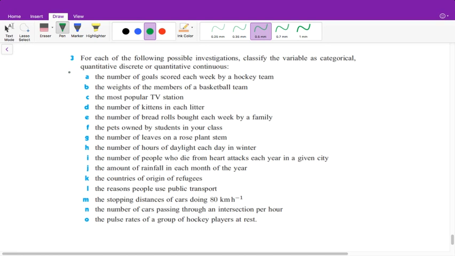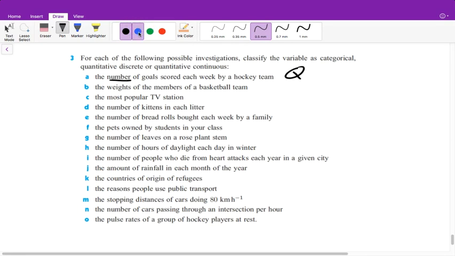So the first thing you should be asking is, are we dealing with numbers that mean numbers here, or are we just dealing with categories? Democrats, Republicans, brown hair, black hair, blue eyes, green eyes, brown eyes. That's all categorical. Weight, height, GPA, number of times you're late to class. That's all numerical. So the number right there tells us what this is. The number of goals scored each week by a hockey team. Well, that tells us it is going to be quantitative.